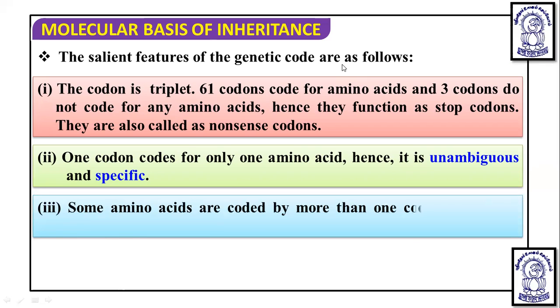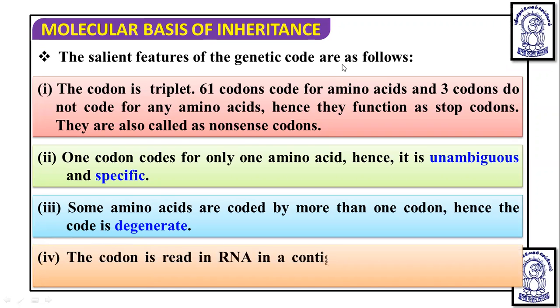Now, some amino acids are coded by more than one codon. Each codon is specific, meaning a codon will code for only one amino acid, not two. But there can be several different codons for one amino acid. So some amino acids are coded by more than one codon, hence this code is degenerate as well. And the codon is read in an RNA in a contiguous fashion. There is no punctuation in this RNA.